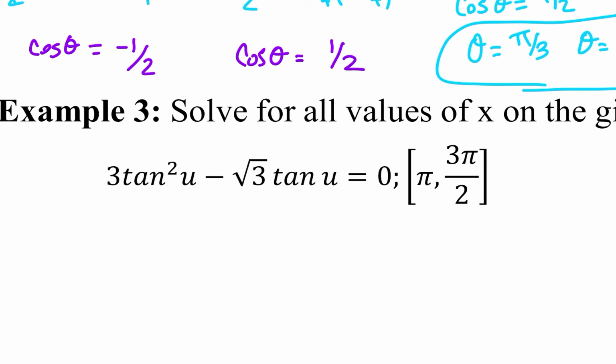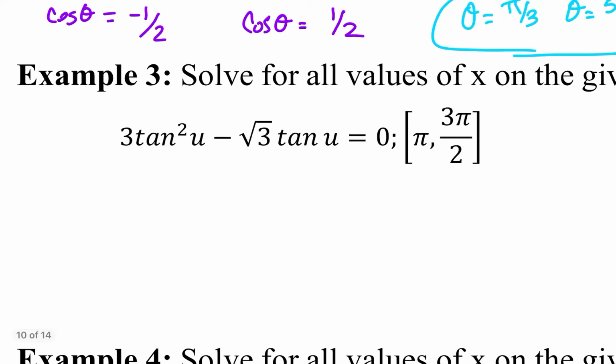All right, in this next one, you've got 3 tangent squared u minus square root of 3 tangent u. So this is going to be one of those situations where we want to do a factoring question first. We need to factor out the tangent first. Again, what's important is that this side is already equal to 0. Notice there's a little difference here, though. This one's not doing 0 to 2 pi. This is doing pi to 3 pi over 2.